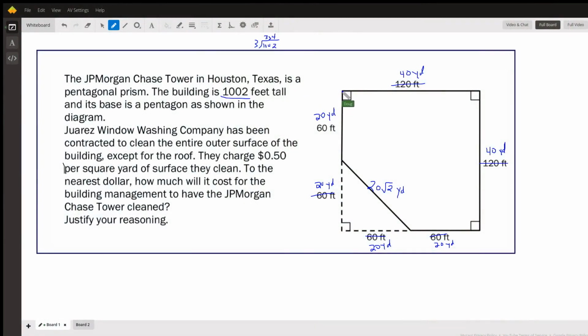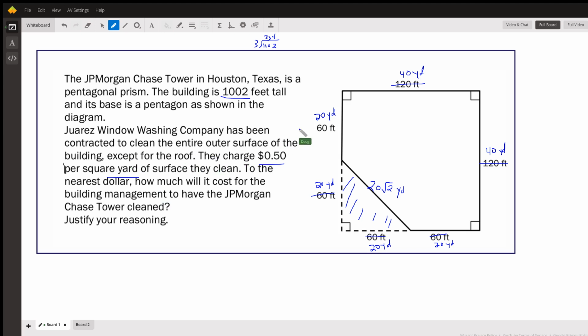Okay, this diagram here is the picture of the base of the Chase Tower, where this triangle is not actually part of the base. And you notice that it says that we're charging 50 cents per square yard of surface area, and they're not cleaning the roof.